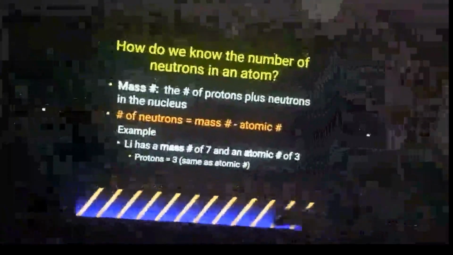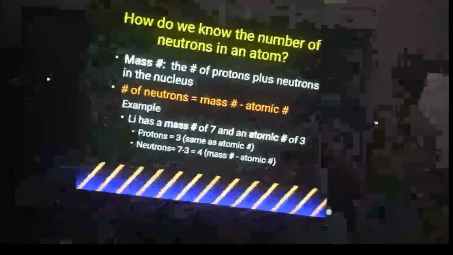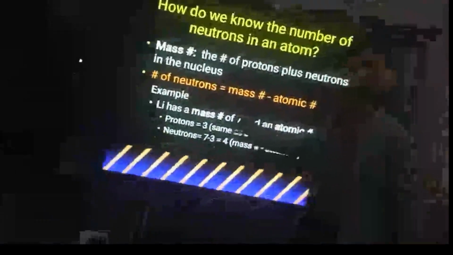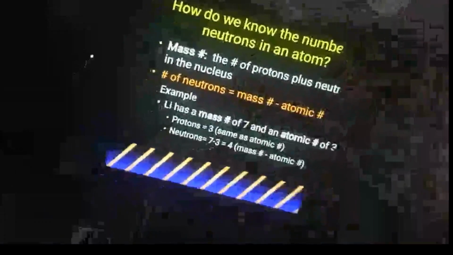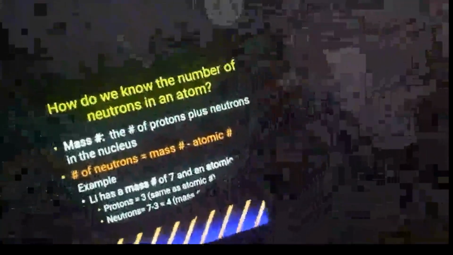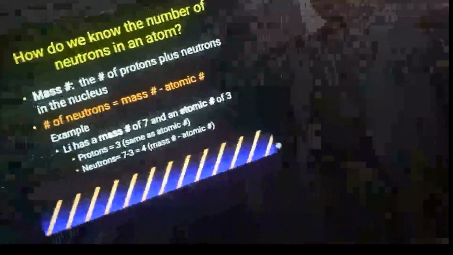According to the lithium atom, it has 3 protons and a mass number of 7. So we can easily calculate the neutron number when we subtract the atomic number, or proton number, from the mass number. We get the value 4. That means there are 4 neutrons found inside the lithium atom. Thanks for your attention, and I hope you understand.